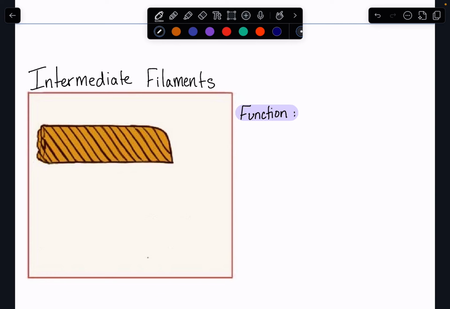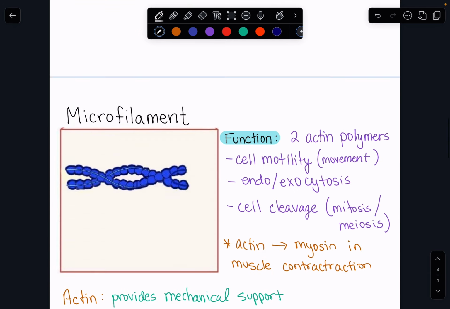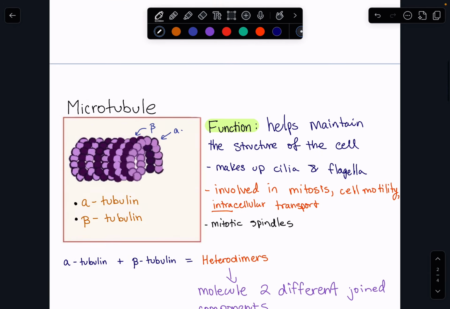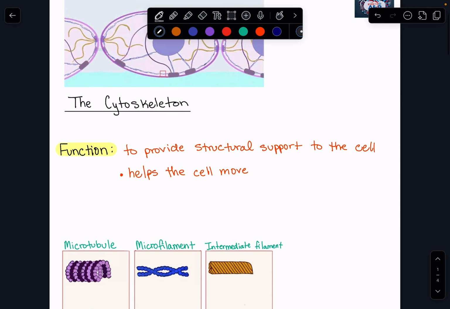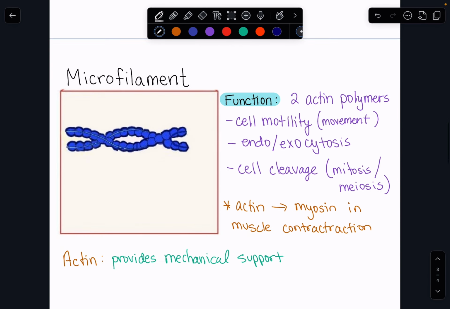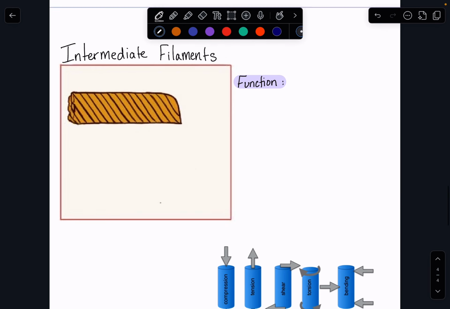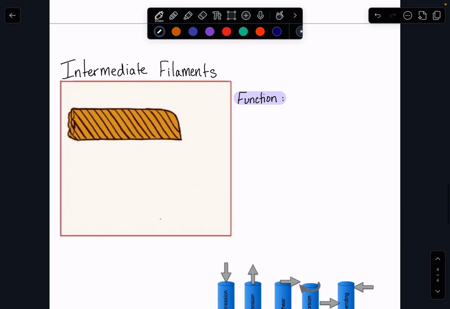Today we're going to be covering the final section of the cytoskeleton. We discussed a little bit more about the other two, the microfilaments and the microtubules, along with the introduction to the cytoskeleton. For more information on that, check out previous videos that we have uploaded in there. But today we really want to cover the intermediate filaments. So what are the intermediate filaments and what are their function?